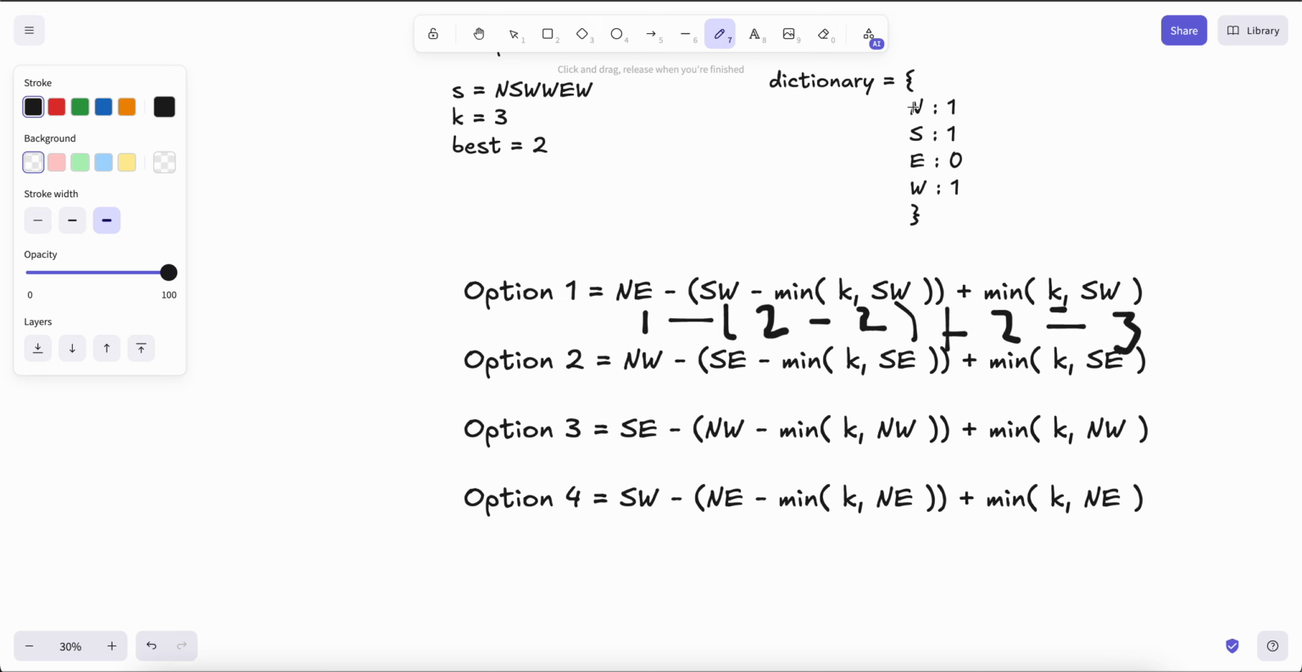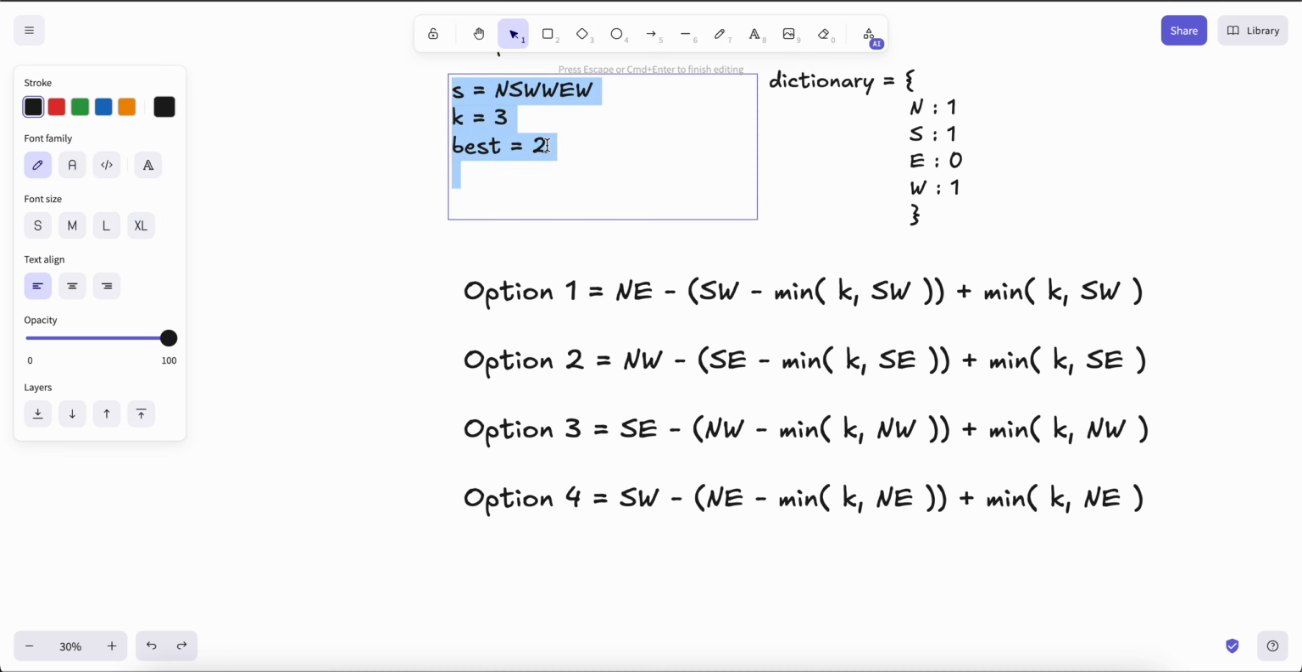Alright. Now NW is 2. Minus SE. SE is 1 and 0, should be 1 here. Then it will be 1 here and then you're going to plus 1. You're going to have the value of 3. Alright. Similarly, if you follow the same step, you're going to have 3 here and also option 3 has value 3. So now at index 2, your best value of Manhattan distance is 3. Now let's update the best value and then we move on to the next index in the string. So I update here 3.